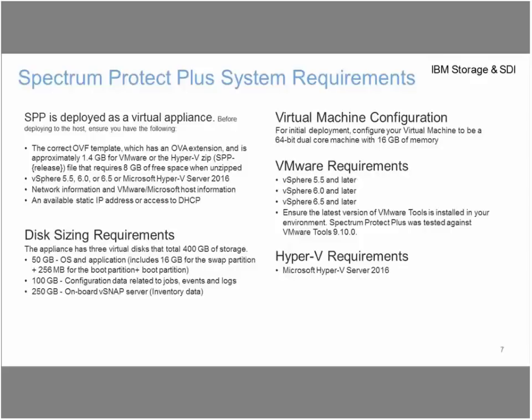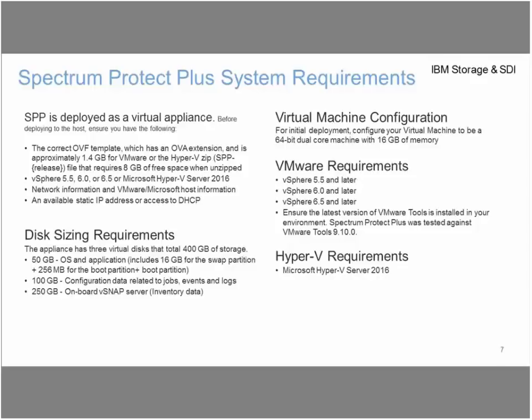From a memory and CPU perspective, you want to make sure that the Spectrum Protect Plus virtual machine is a 64-bit dual-core machine with at least 16 gigs of memory. And as I mentioned, the initial deployment of the Spectrum Protect Plus appliance is going to include the vSnap storage appliance. You can see in the bottom left-hand corner some information around the disk sizing that is going to be required for the Spectrum Protect Plus appliance in total.